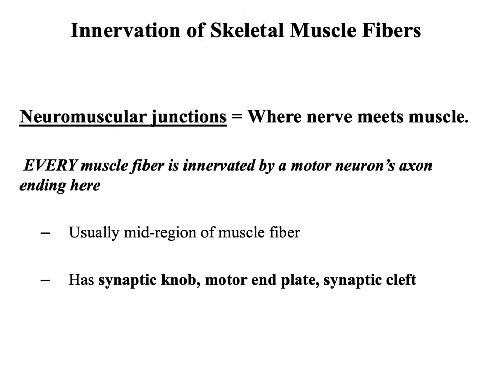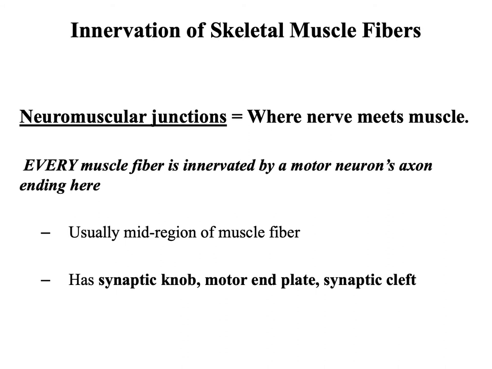Oh my goodness, here we go, neuromuscular junction. Neuro, nervous system, muscular, muscle, junction, where something meets. Very long word, very simple meaning: where the nerve and the muscle meet. Every muscle fiber is innervated by a neuron. Every muscle fiber can get zapped by a neuron. Remember, a neuron is an individual cell. You put a whole bunch of neurons together, and then you have a nerve. A neuron is the individual cell.